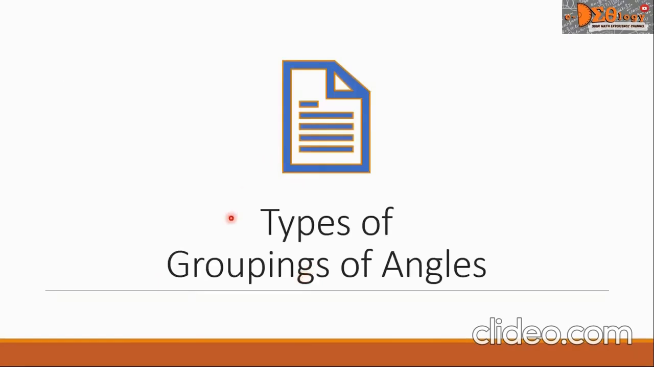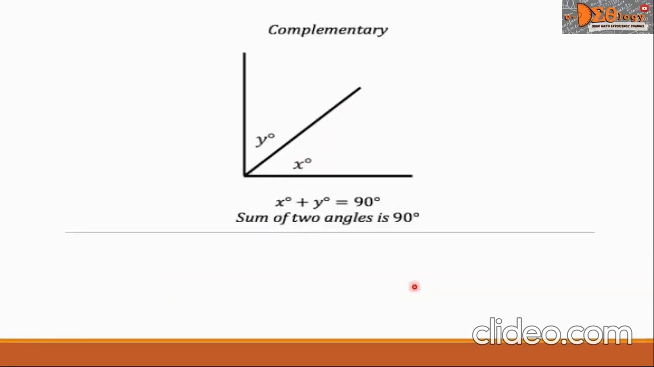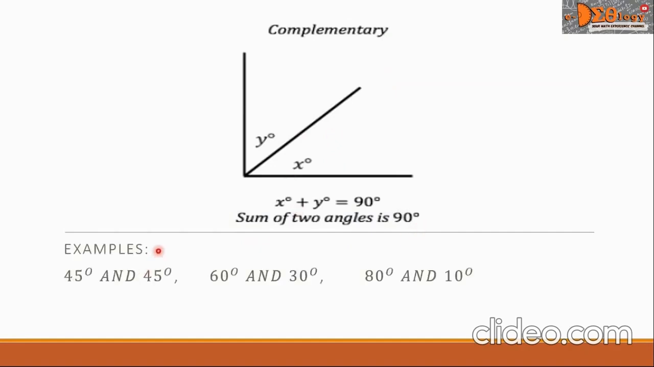Now let us have types of groupings of angles. The first group is complementary angles. These are 2 angles whose sum is 90 degrees. Some examples of complementary angles are 45 degrees and 45 degrees. Another pair is 60 degrees and 30 degrees. Another pair is 80 degrees and 10 degrees.